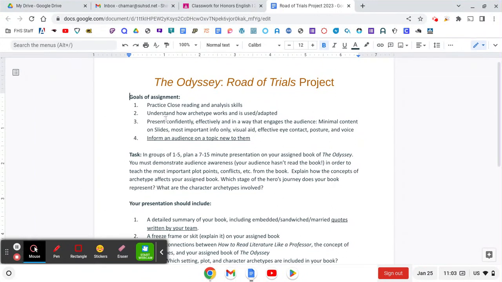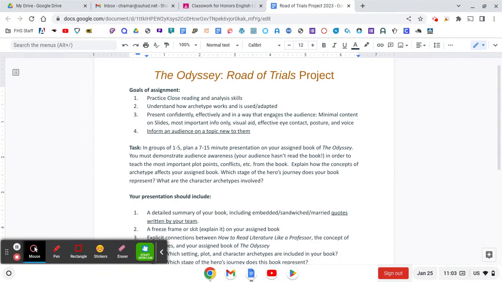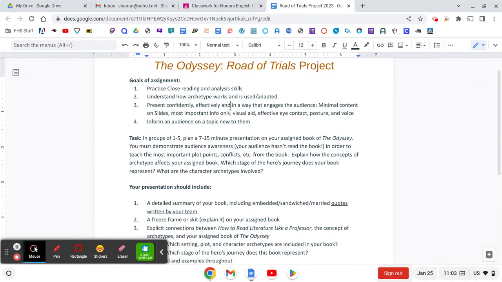The goals are close reading. You've got to know your book really well to be able to analyze and present on it. Understand how archetype works, so you're going to connect the concept of archetypes to the Odyssey or your book. Present confidently, effectively, in a way that engages the audience. Use minimal content on your slides. Use the most important info only. We worked on that in the free speech unit.